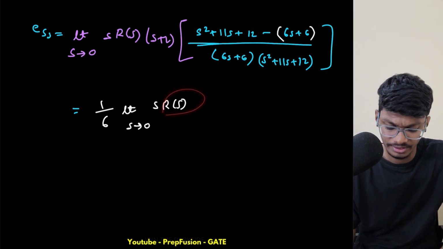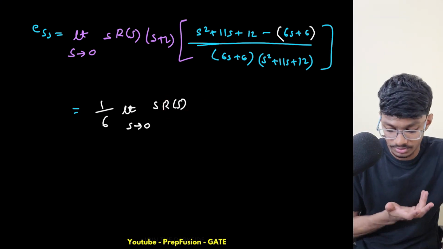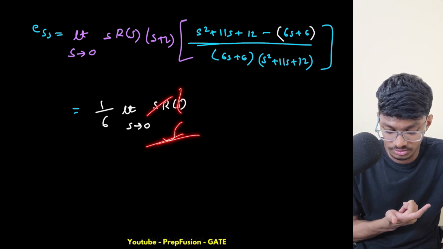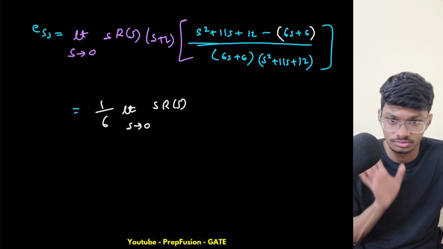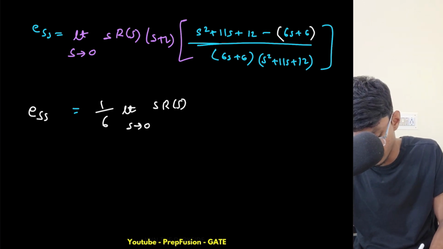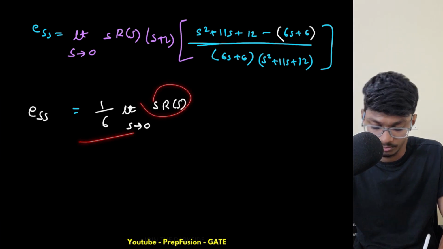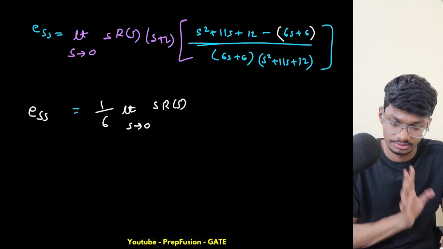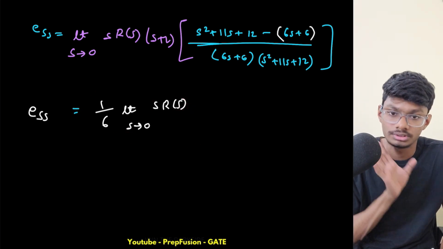Okay, whatever depending on the input. Let's say if my input was a unit step, then it would be 1 over s. So this one would have been cancelled. Simply s equals to 0 we can put, and my steady state error will be 1 by 6. Depending on the input, whatever my input is, my steady state error will be defined like this. So this is my answer to this question.